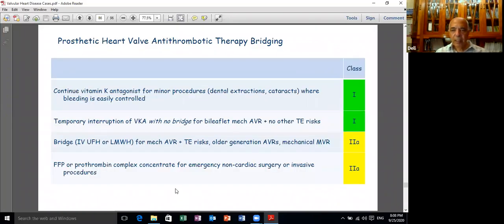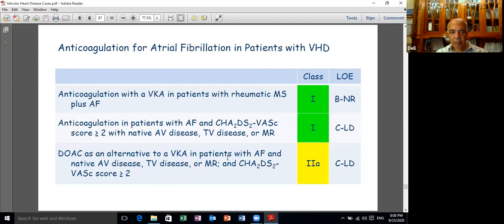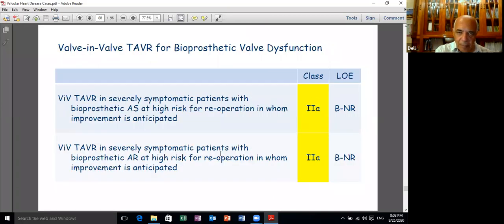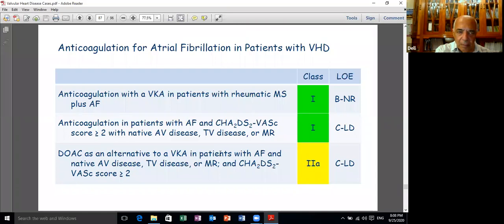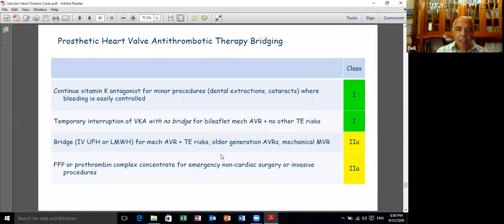The only indication for this condition for bridging, which is a class 2A recommendation, is to bridge patients who are having a mechanical aortic valve with high thromboembolic risks, or old degenerated aortic valve, or a mechanical mitral valve. So apart from that, you don't need to bridge.